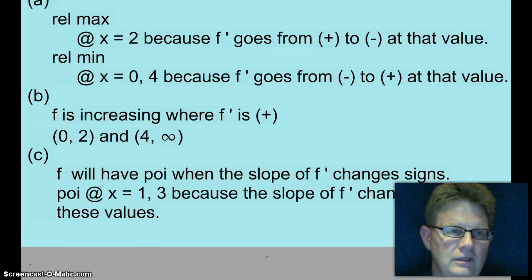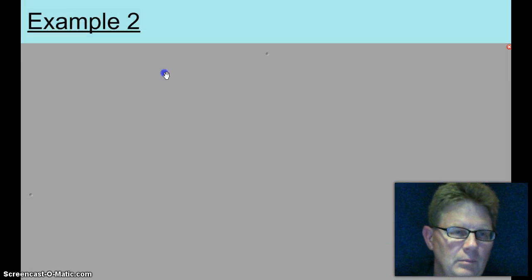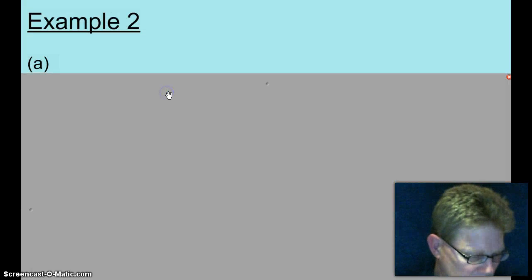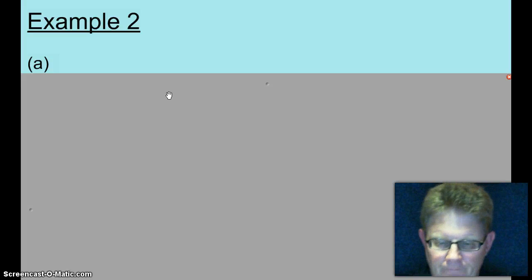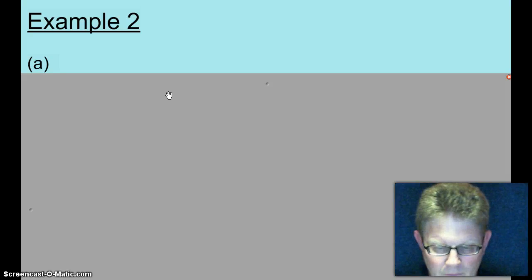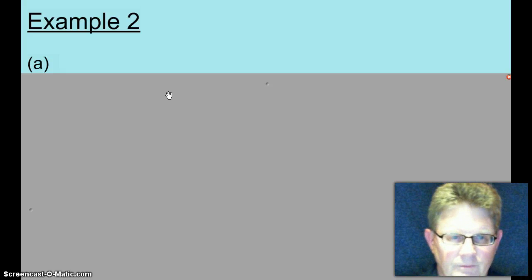Alright, let's move on to the next example. Example number 2, A. Given the graph of F prime above, find the critical values of F and identify each as a relative maximum, relative minimum, or neither. B. Use the graph of F prime to find the intervals where the graph of F is increasing. C. Find all the values where F of X has a point of inflection.